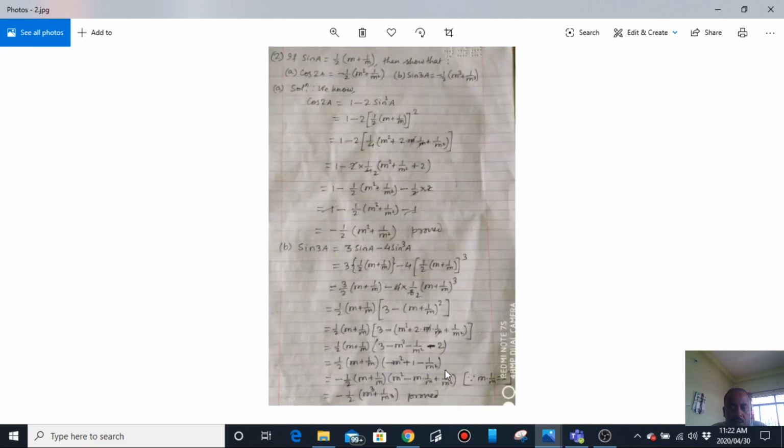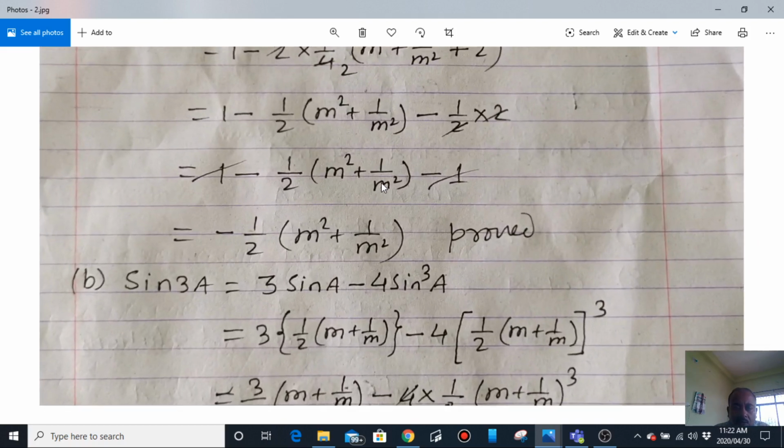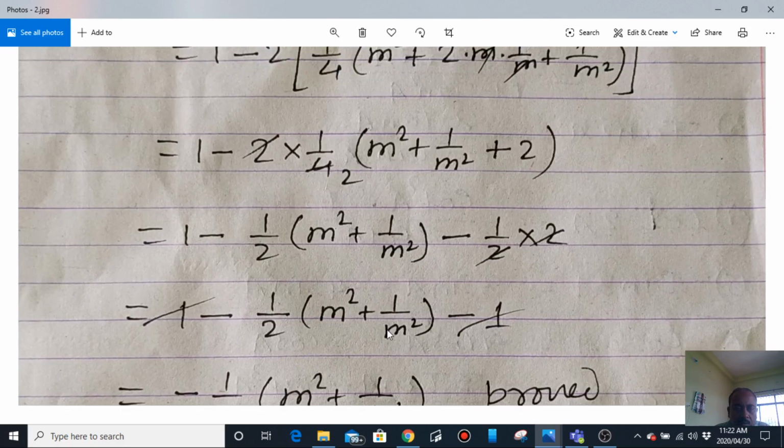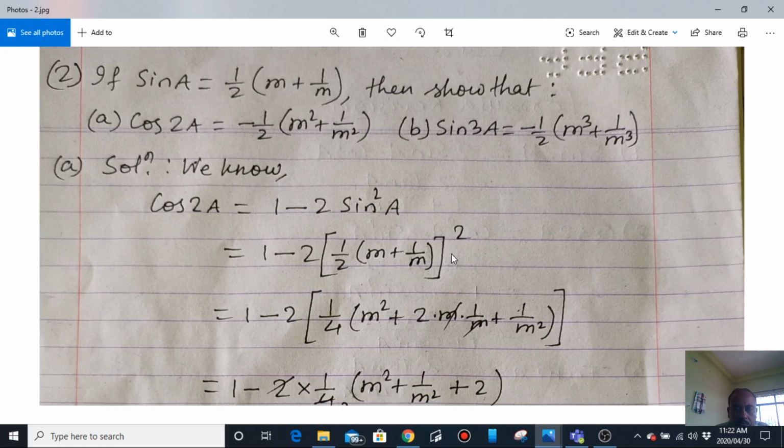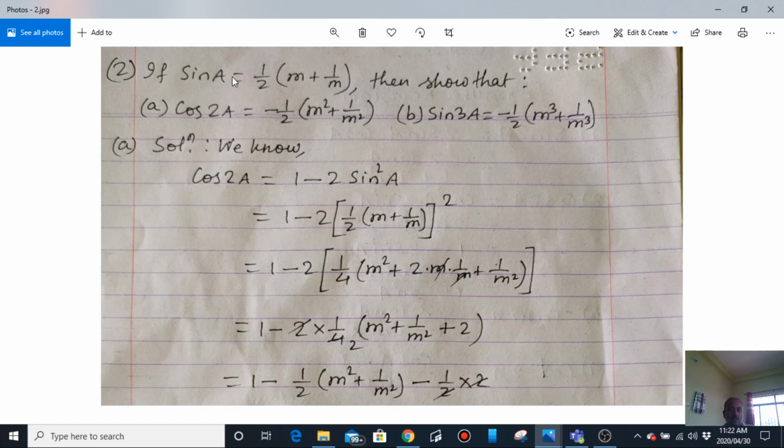Now let's go to the next solution. So I'll zoom it so that it will be easily visible to you. Second question: if sin A equal to 1 by 2 into m plus 1 by m, then show that cos 2A equal to minus 1 by 2 into m square plus 1 by m square. And second, sin 3A equal to minus 1 by 2 into m cube plus 1 by m cube.